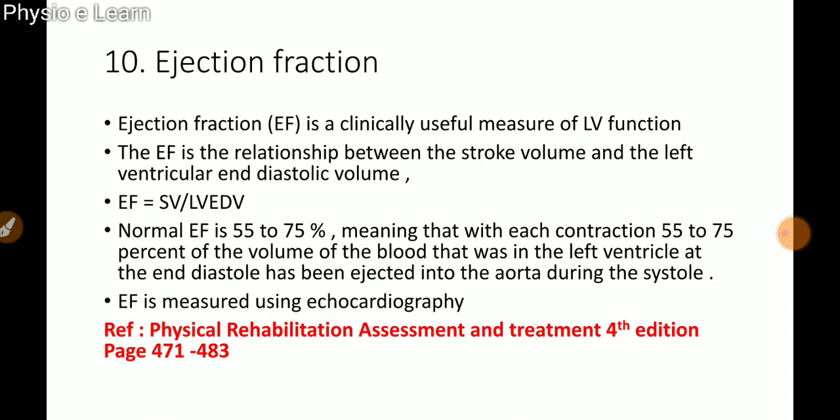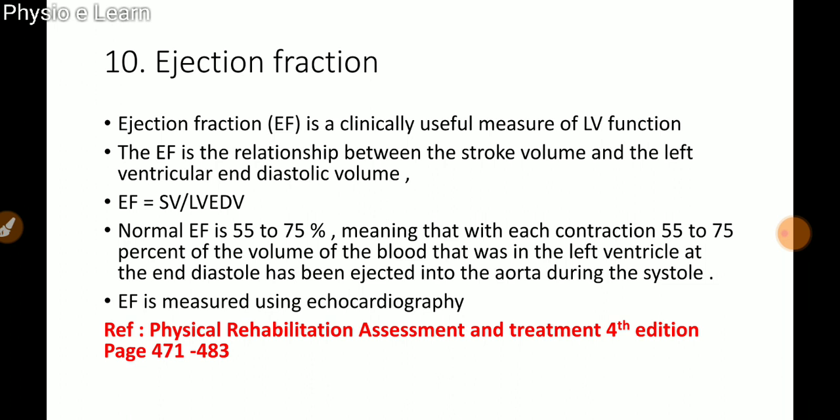The normal ejection fraction is 50 to 75%, which means that in each contraction of the LV, 50 to 75% of the volume of blood that was in the left ventricle at end diastole is ejected into the aorta during systole. So half to three-quarters of the blood is ejected in each systole from the left ventricle. The normal range of ejection fraction is 50 to 75%, calculated by stroke volume divided by left ventricular end diastolic volume. Ejection fraction is measured using echocardiography.